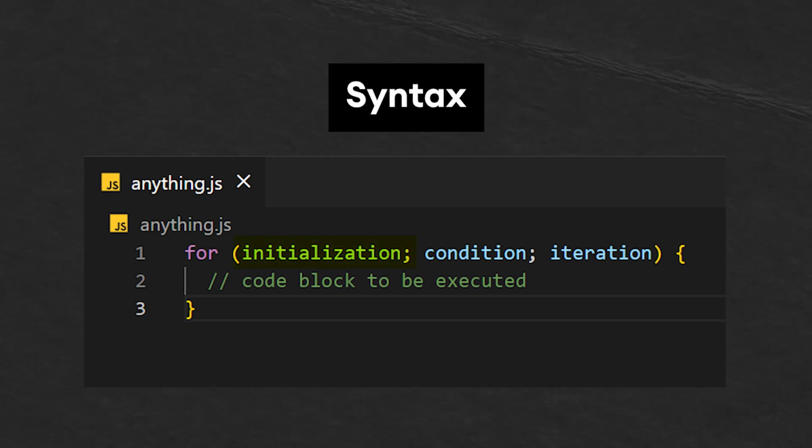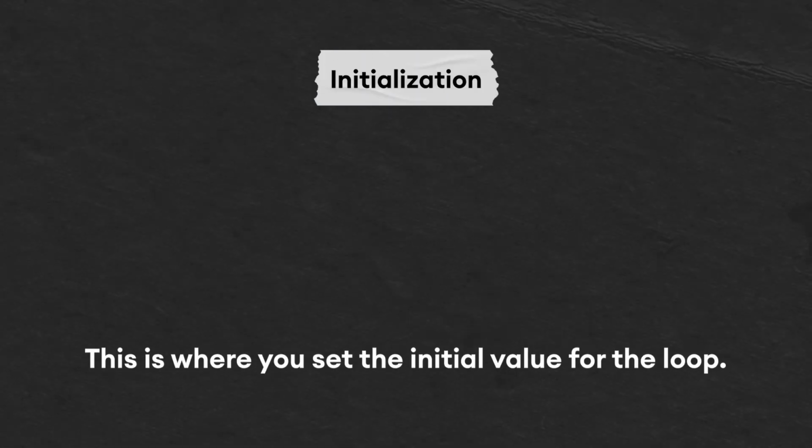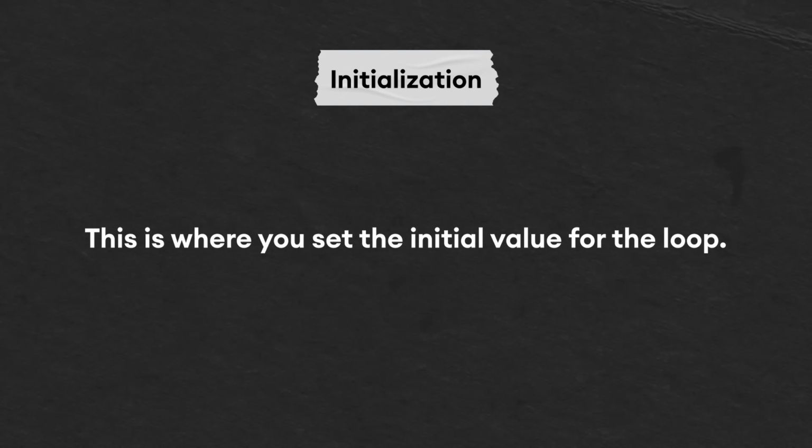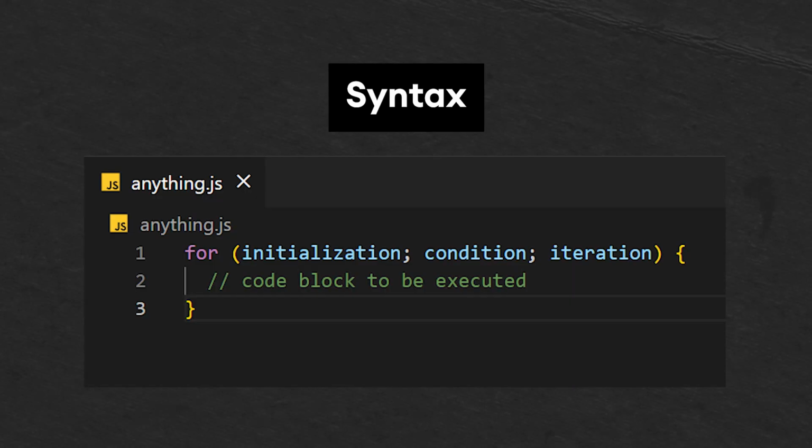First of all, we have initialization. This is where you set the initial value for the loop. For example, you might declare a variable called I and set it to 0, meaning the loop will start from the initial value of 0.